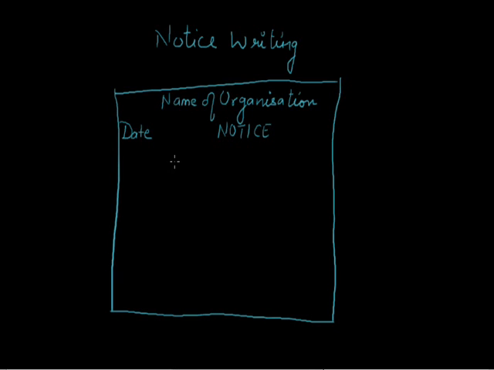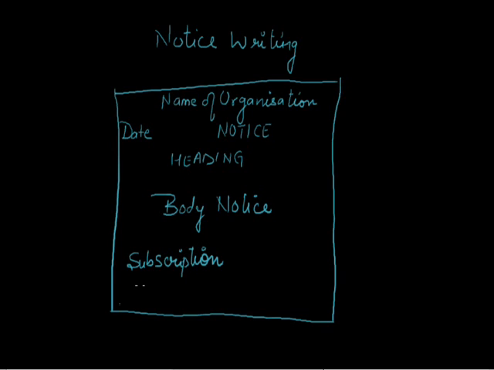Then in the next line we would write the heading for our notice. Then we can start with the body of our notice, followed by the subscription. The subscription includes the name of the person who has issued the notice along with its designation. So this is the general format of a notice that is followed for notice writing.